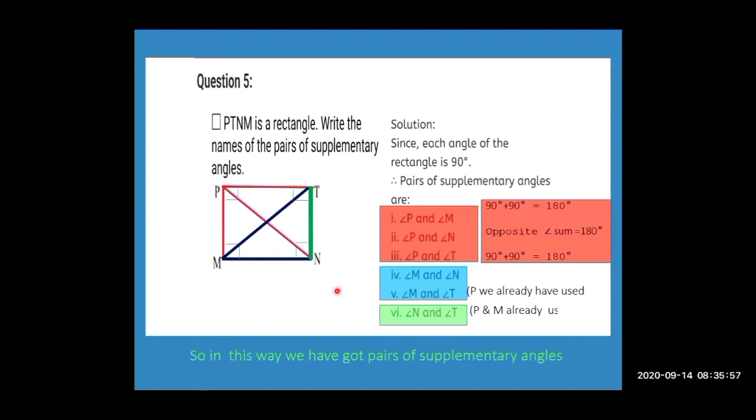Now P and M both we have already used. Now with N only one pair will be made, with T. Angle N and angle T. So in this way we have got pairs of supplementary angles.